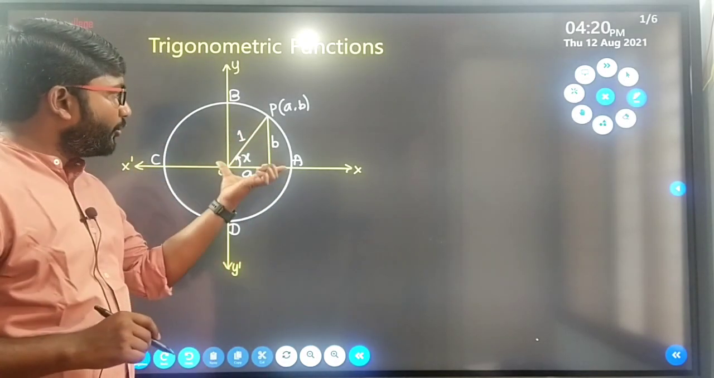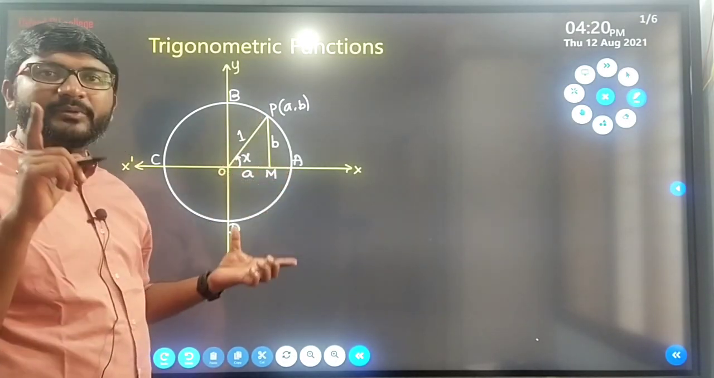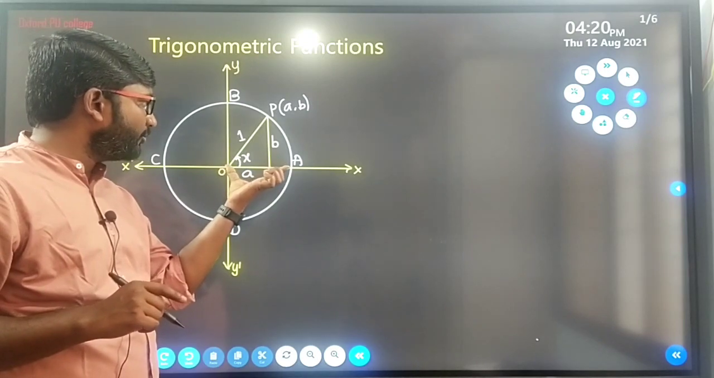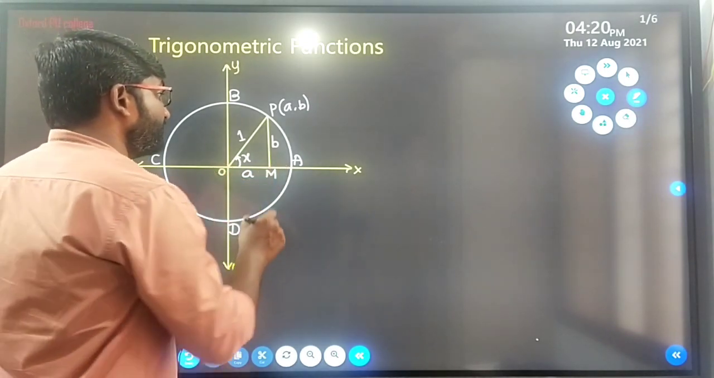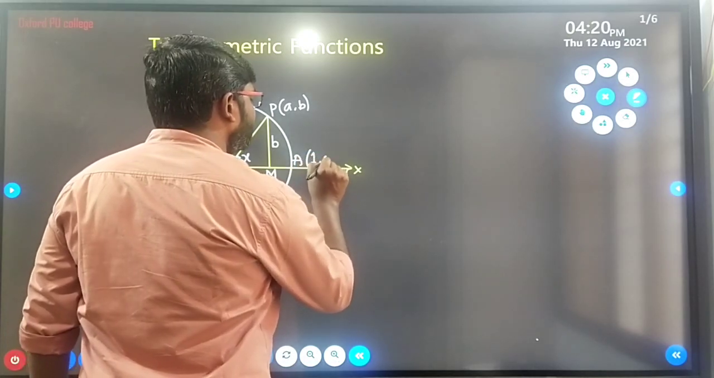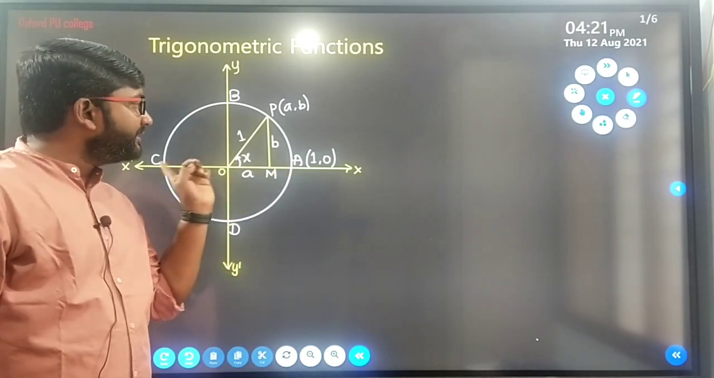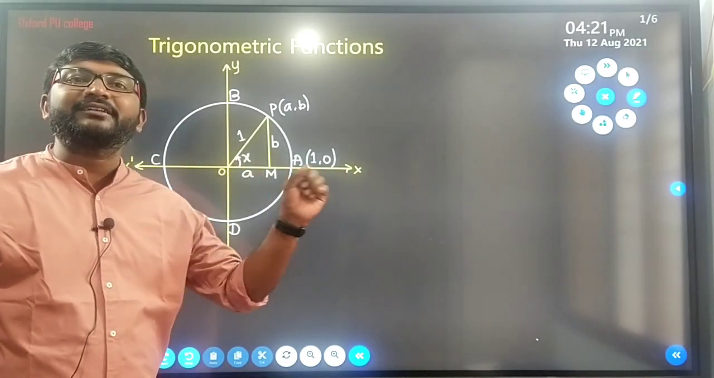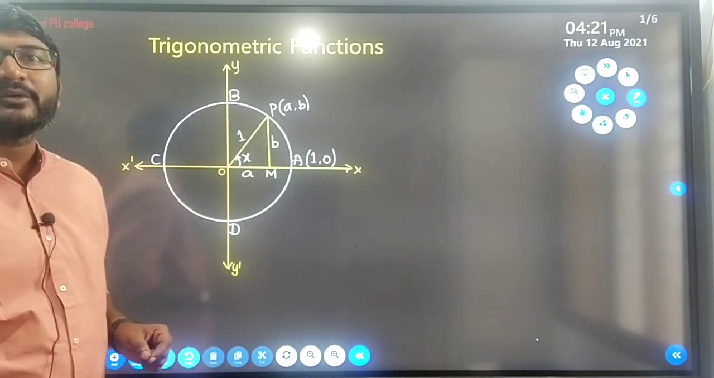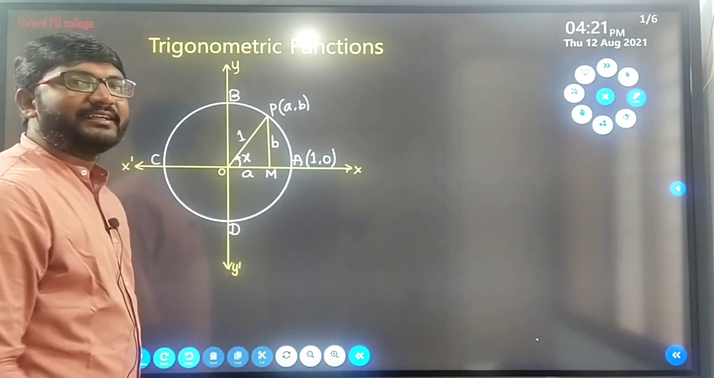So now OA and OP both are radius. That means OA is going to be 1 here. This distance from the origin is going to be 1. So the coordinates of A are (1, 0). Why have we taken (1, 0)? The point A is on the x-axis. Whenever the point lies on the x-axis, its y coordinate will always be 0. That is why I have taken the y coordinate as 0.